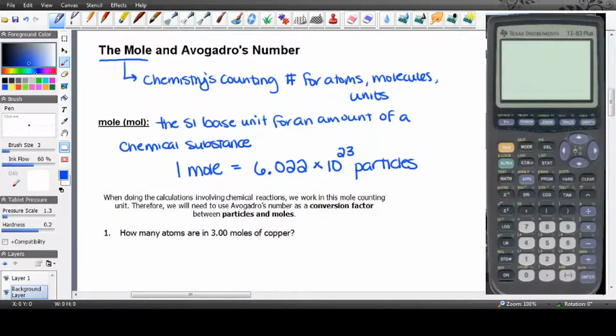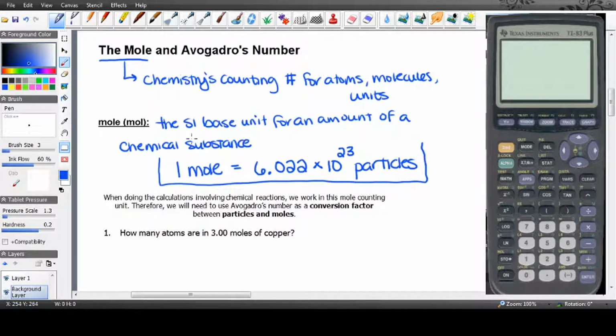Okay, so that is Avogadro's number. Now, when we are doing chemistry problems and we want to work in this unit of a mole, we're going to need to be able to convert sometimes between moles and particles or particles and moles, just like we would convert days into weeks or numbers of eggs into dozens. These are conversion factors that we used way back at the beginning of the year during dimensional analysis. So Avogadro's number is now another conversion factor for us to work with.